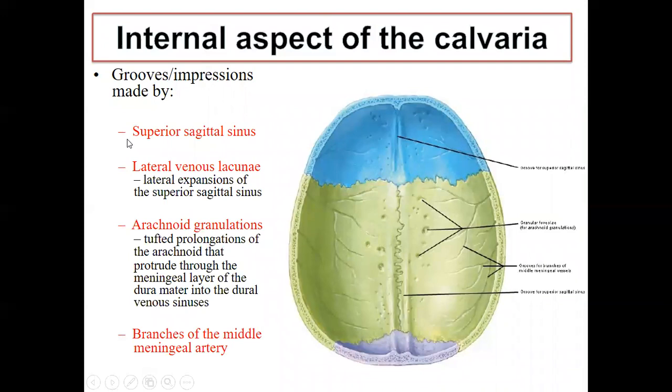Okay, just now we have discussed the internal aspect of the cranial base. For the internal aspect of the calvaria, you can see several grooves. You can see the groove for the superior sagittal sinus, and we have the lateral venous lacuna, the expansion of the superior sagittal sinus. And we have the arachnoid granulations. You can see here, these are the arachnoid granulations, and the groove for the branches of the middle meningeal artery.